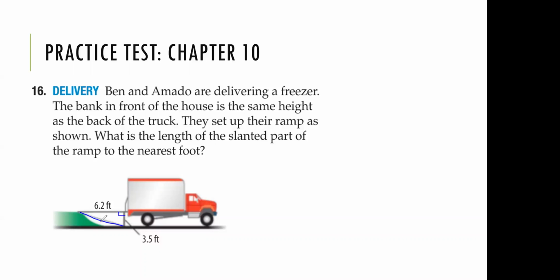This is obviously our right triangle, so this is our hypotenuse. They're asking for the value of C, okay? So since we have a right triangle, we know two of the lengths of the legs, we're going to use the Pythagorean Theorem. So we're looking for C. We can use 6 2/10 as A, and 3 5/10 as B.